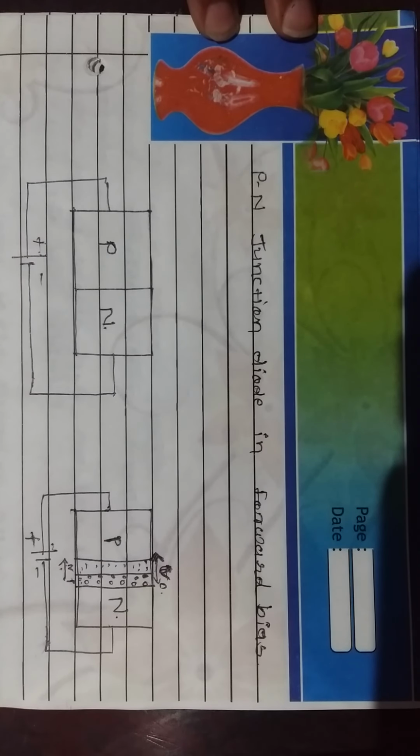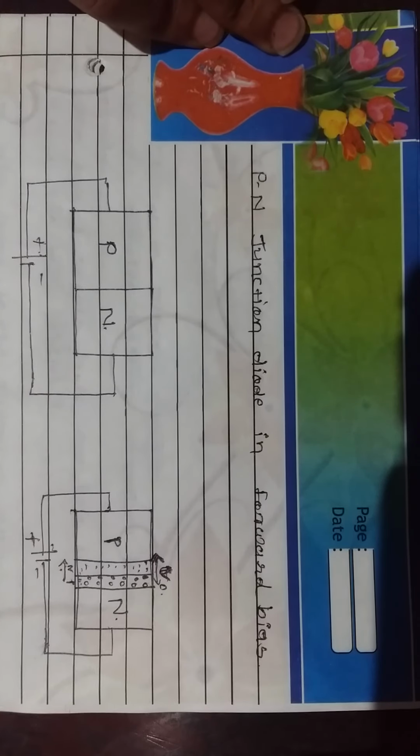So now we have a PN junction diode in a forward bias. Okay, let's see. We are considering here the pre-assumptions, that is, what is p-type semiconductor and what is n-type semiconductor, and then we are going to see the PN junction diode in forward bias.